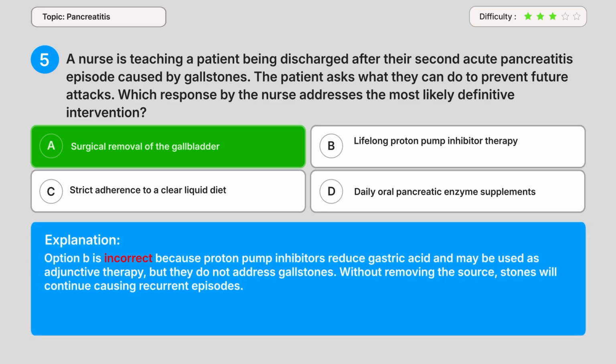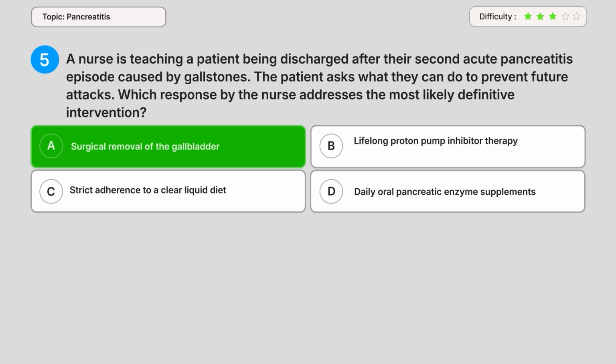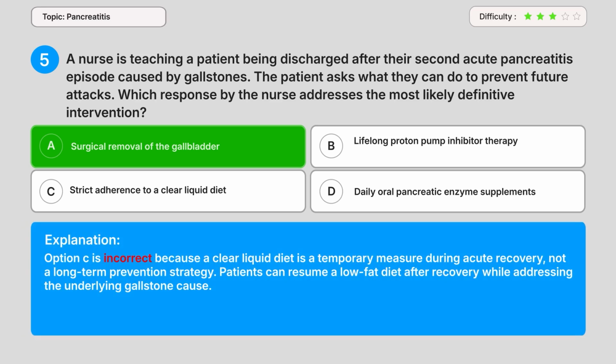Option B is incorrect because proton pump inhibitors reduce gastric acid and may be used as adjunctive therapy, but they do not address gallstones. Without removing the source, stones will continue causing recurrent episodes. Option C is incorrect because a clear liquid diet is a temporary measure during acute recovery, not a long-term prevention strategy. Patients can resume a low-fat diet after recovery while addressing the underlying gallstone cause.